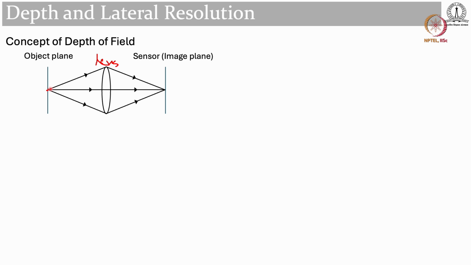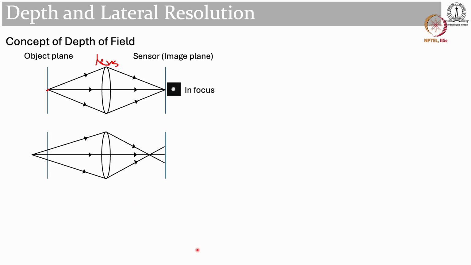So the light rays will go through this lens and it will form an image at this point, right? Now let us assume that this object plane is exactly at that point where it is forming a very sharp and focused image of the particle. So this should be the arrangement for that.